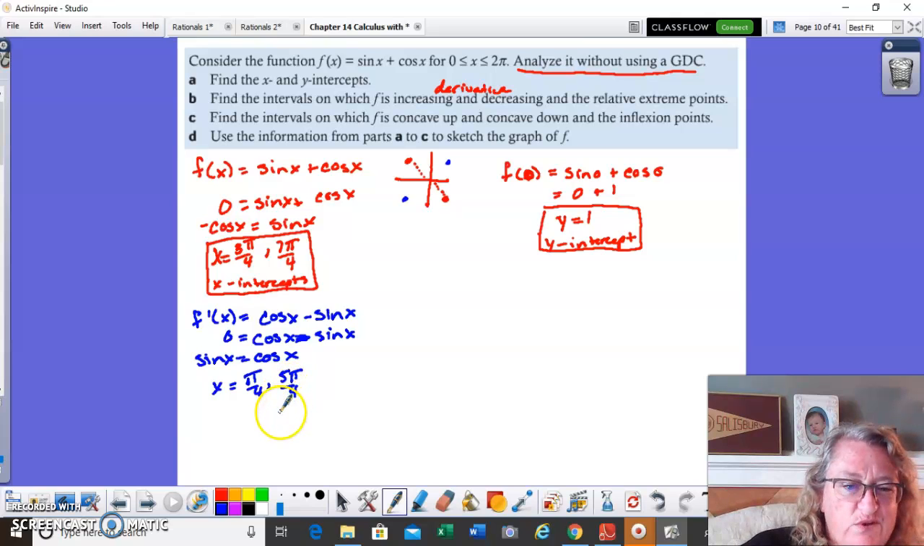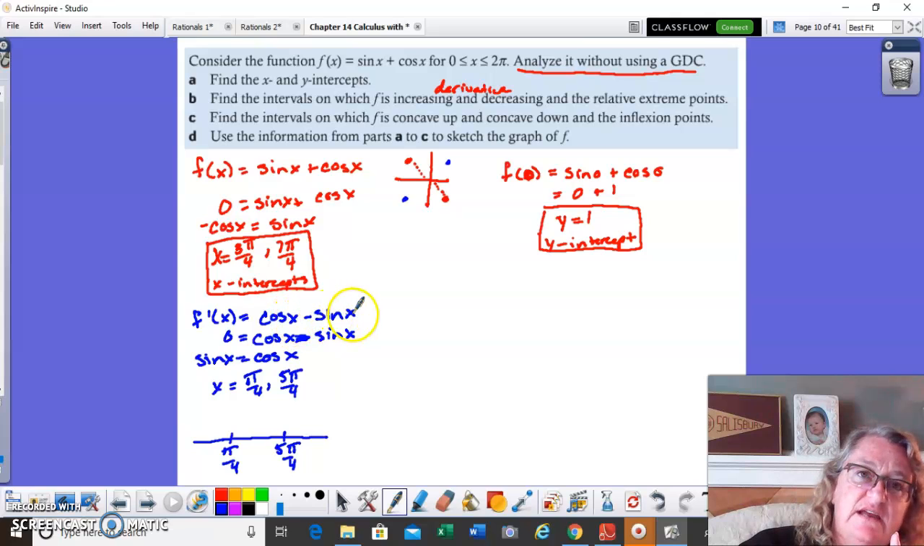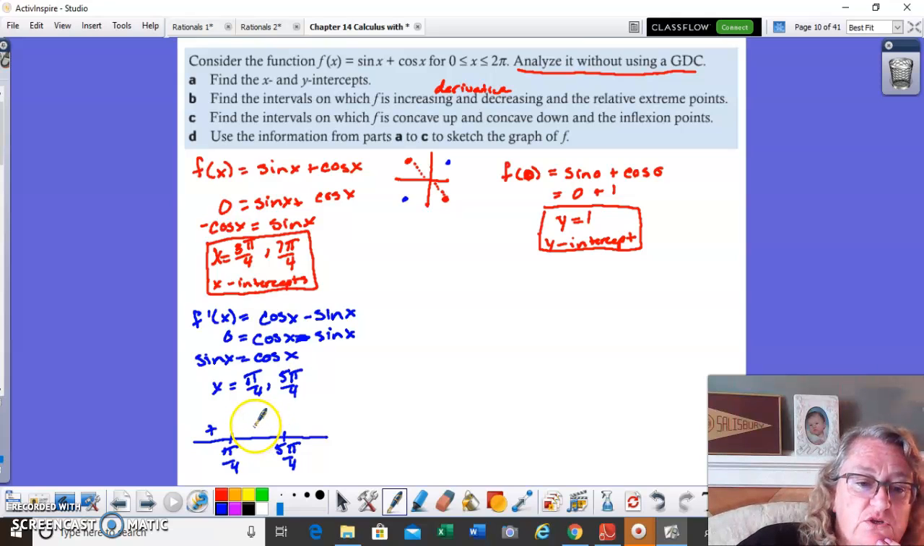What we need to do is figure out which one's a minimum and which one's a maximum. Okay, so we have pi over 4, making a sign diagram for it, and 5 pi over 4. Okay, a number that's below that is 0. So the cosine of 0 is 1, and the negative sine of 0 is 0. So that gets me a positive here. Let's see what falls in between. How about pi over 2, or 90 degrees, right? So the cosine at 90 degrees is 0, and the sine is 1, so we do 0 minus 1 gives us a negative.